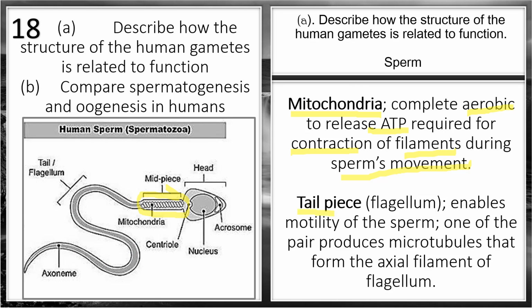There is the tail piece, or what we call the flagellum. All of this here is the tail piece. Sometimes it's called the flagellum. It enables the mobility of the sperm, the movement of the sperm. One pair produces microtubules that form the axial filament of the flagellum.